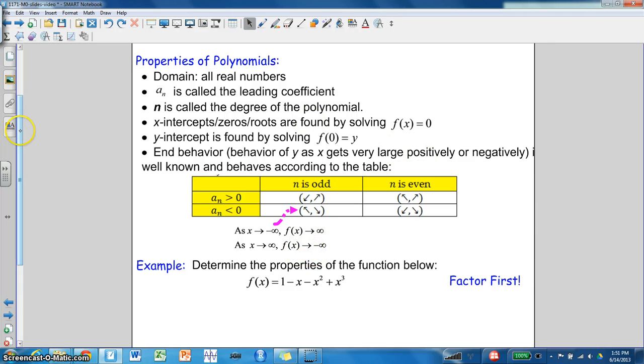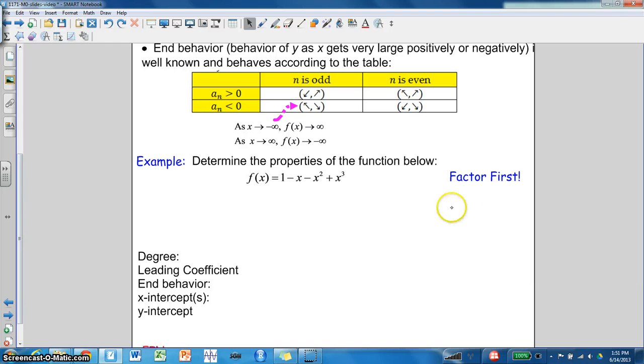Okay, and running through a quick example here, so I have this function here. We have to determine the properties that are listed down here. Okay, so we're going to do that. And I have a hint here saying factor first. So if I factor this, well, let's see.